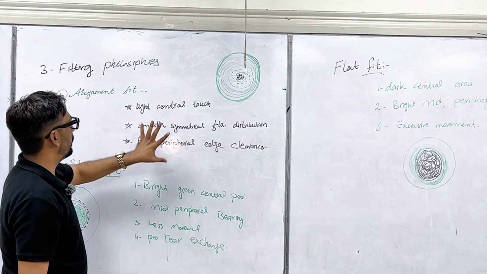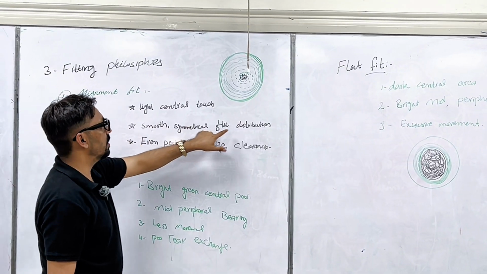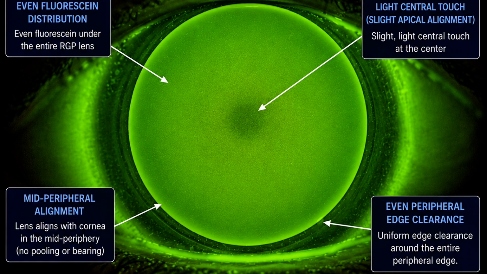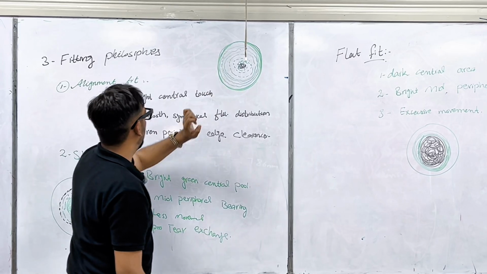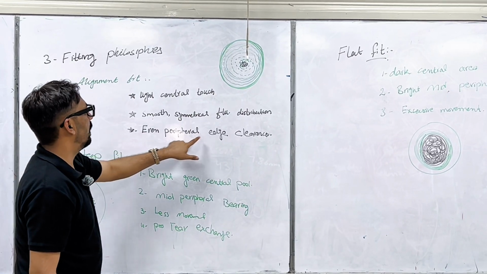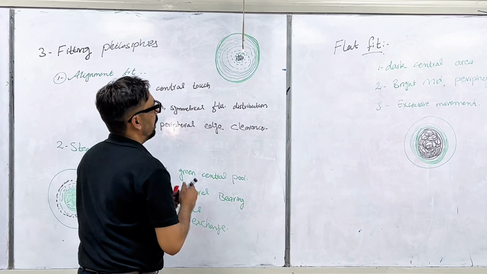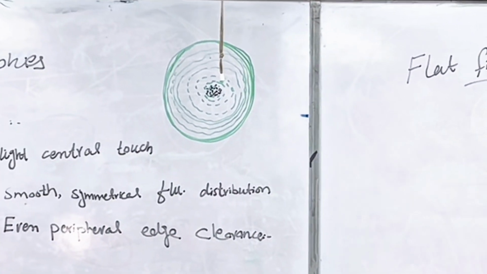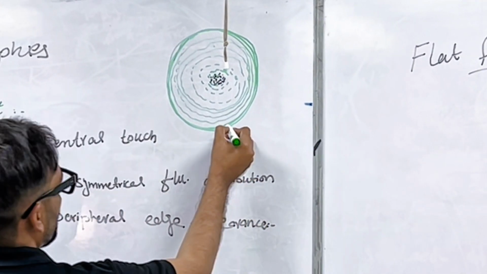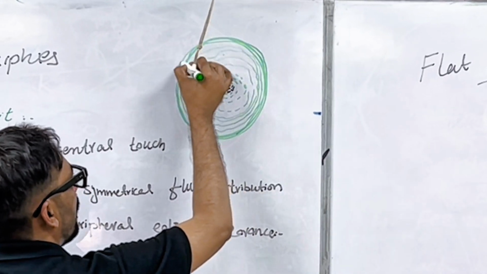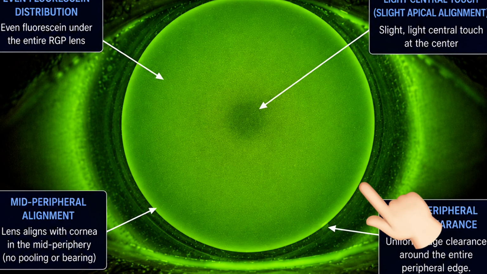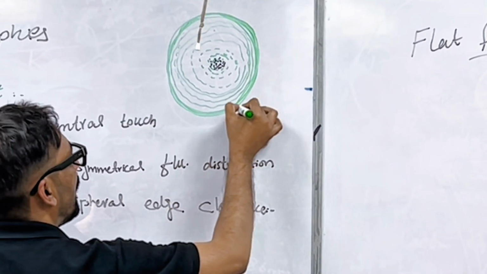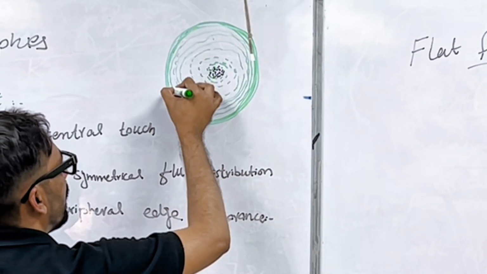The second one is smooth and symmetrical fluorescein distribution. The whole fluorescein will distribute evenly under the RGP lens, right? And even peripheral edge clearance, right? Edge clearance means this portion, if I can have the green marker. This portion is called the edge of the lens. And edge clearance means there will be more green fluorescence at this point.